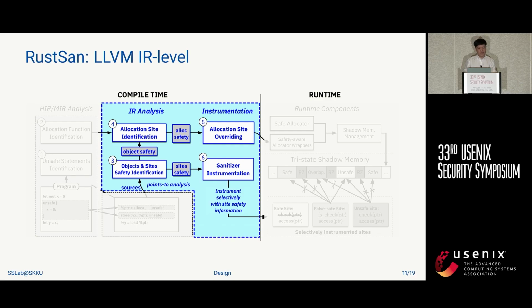With the metadata passed on from the MIR analysis, our LLVM analysis then performs a data flow analysis to identify all unsafe object allocations. We apply pointer analysis based on the state-of-the-art tool, SBF, to find the false safe sites that may access the unsafe object and identify the remaining sites as safe. Furthermore, we traverse the data flow graph again and identify all overlapping objects connected with false safe sites.